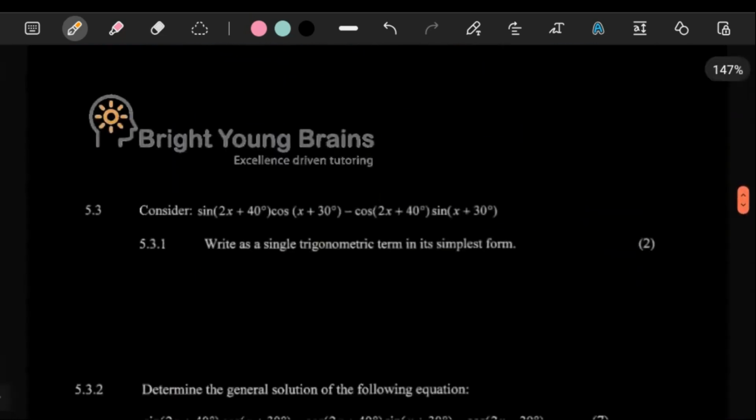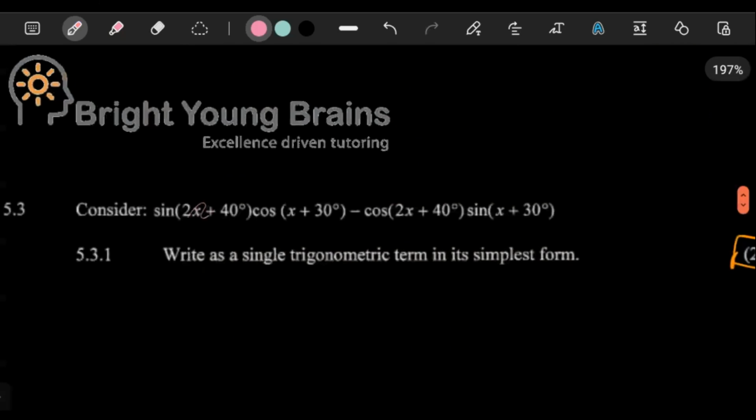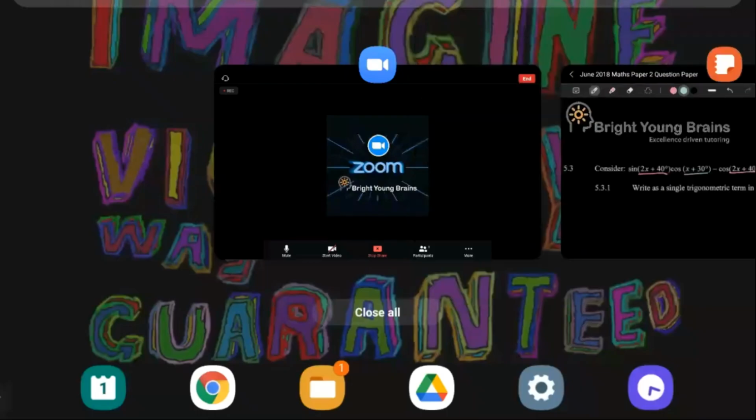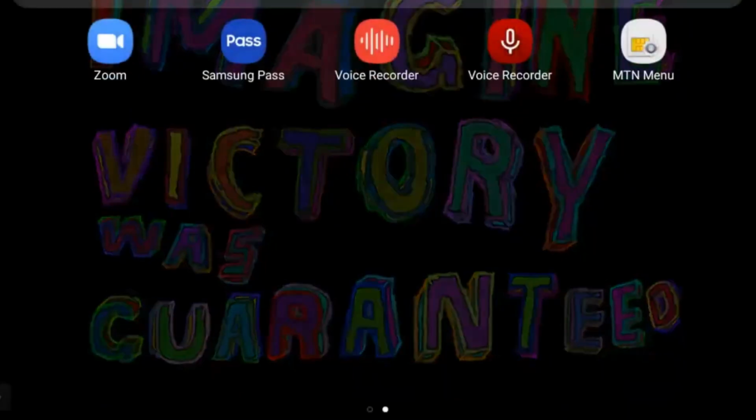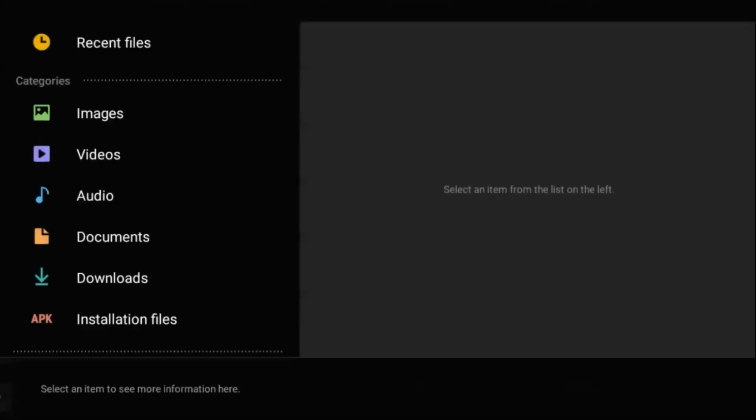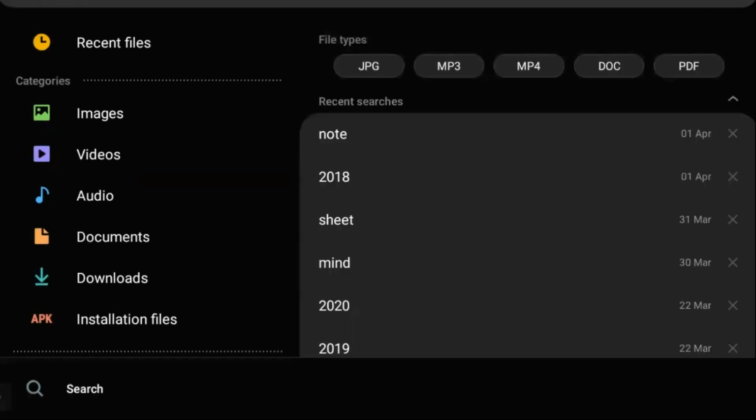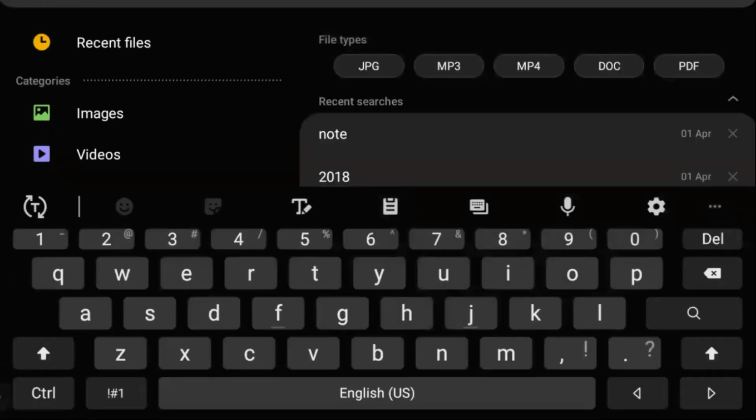So for 2 marks here, they said consider this expression. It looks quite chunky, but just looking at it, remember where there's fuel, there's fire, because these repeat. This is reminding us of compound angles. They said write it as a single trigonometric term in its simplest form. Yeah, formula sheet, because in your formula sheet, let me get the formula sheet. Formula sheet, please come to the rescue.